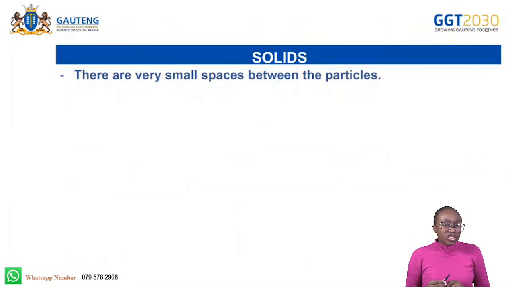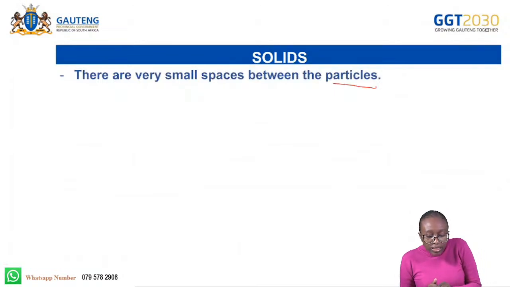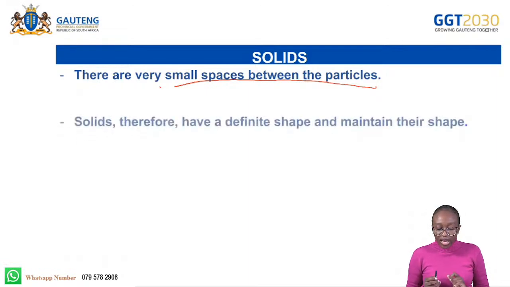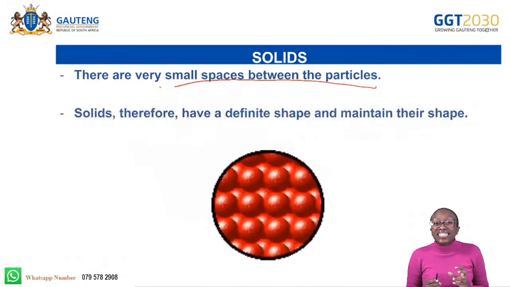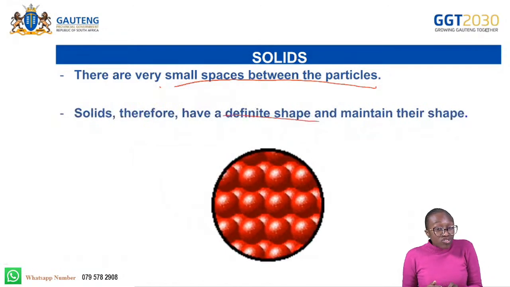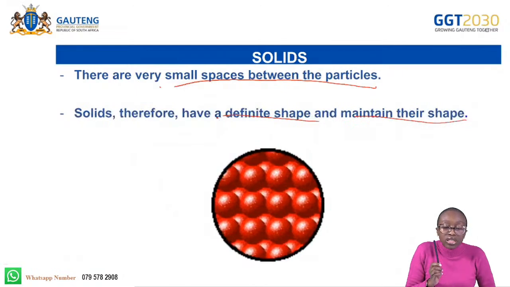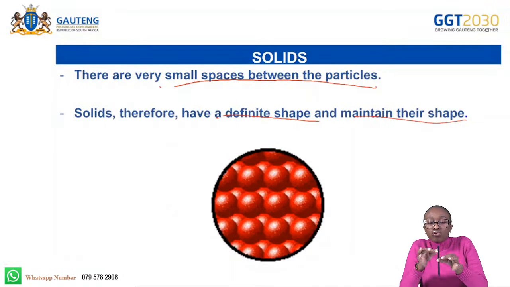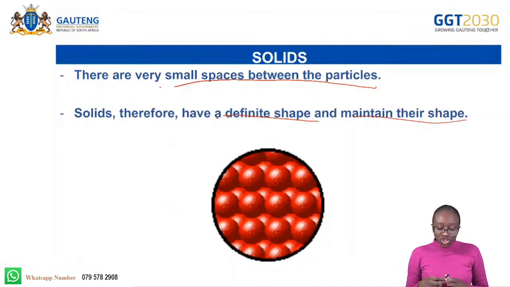What else can we say about the arrangement of particles in solids? There are very small spaces between the particles because they are so closely packed. They are so close to each other. The spaces between the particles in solids are very small. Solids definitely have a definite shape and maintain their shape. My pen is a solid. It has a definite shape. Even if I squeeze it here or squeeze it there, it still maintains its shape.